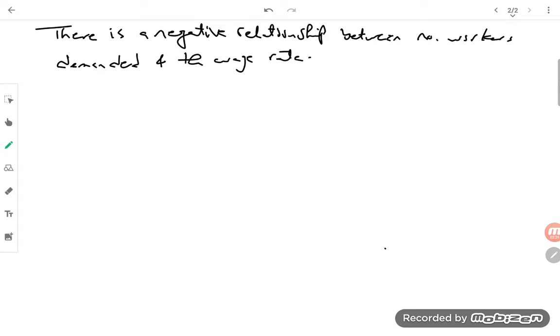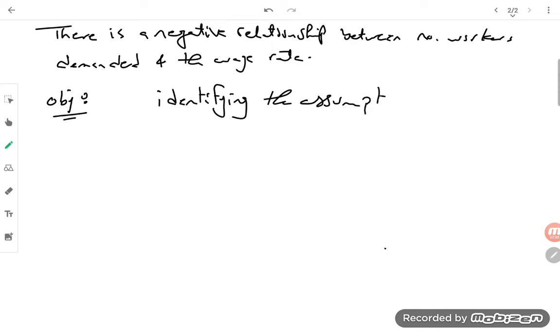And last time we explained the income effect and substitution effect in order to understand how this will affect the demand for labor. In this chapter, we will identify assumptions that explain this relationship. So mainly this chapter focuses on identifying the assumptions that explain this negative relationship.